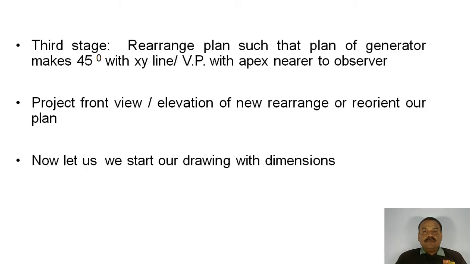The third stage of the problem: rearrange the second stage plan such that the plan of the generator makes 45 degrees with the XY line, either the VP plane, with apex nearer to the observer. Project the front view of the newly rearranged second stage plan. Now let us start our drawing with actual dimensions.